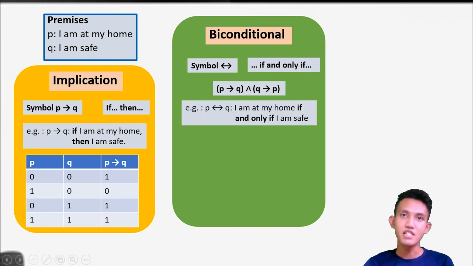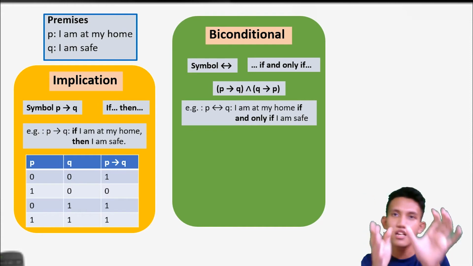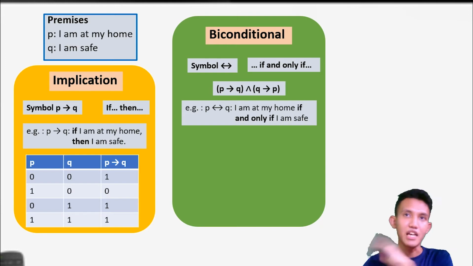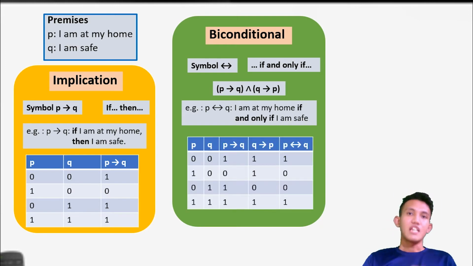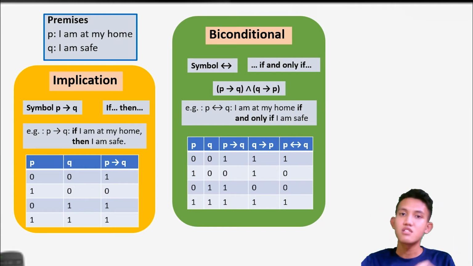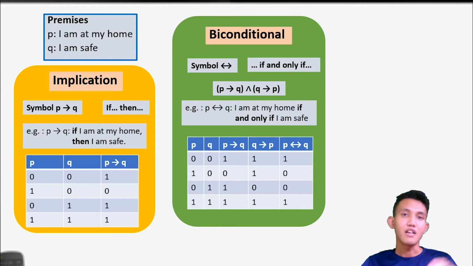The example for this is, I am at my home if and only if I am safe. We put "if and only if" in the middle of two premises to make the statement biconditional. For the truth table, it can only be true if both premises are the same, either both false or both true. Other than that, we get false. So look at the slide.